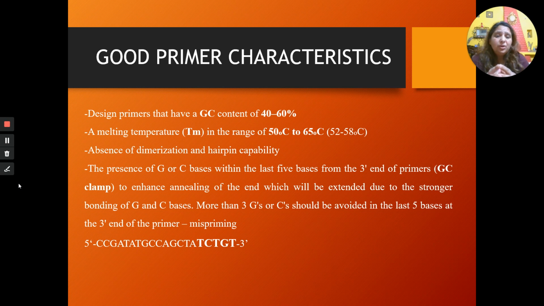I have already discussed that the GC content should be 40 to 60%. If the primer has very high GC content, then it will look for sites and bind to sites, and the bonds formed there will be very stable. The primer will not come off from there.